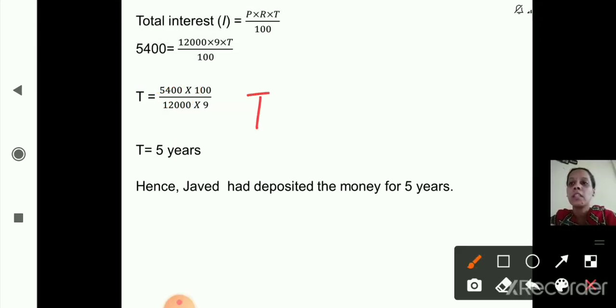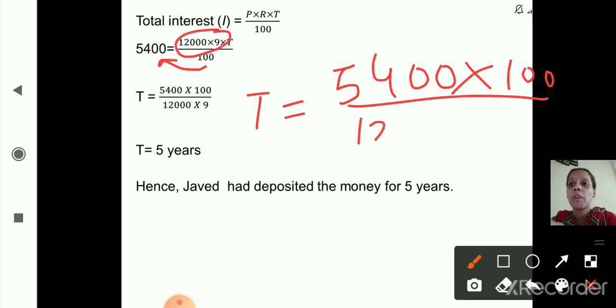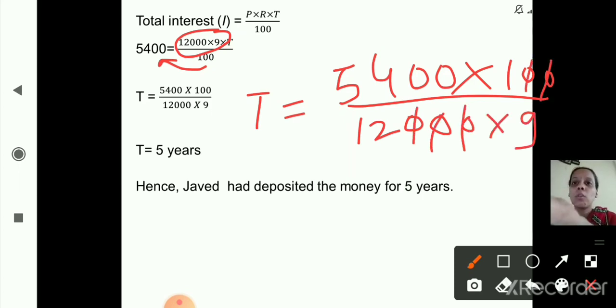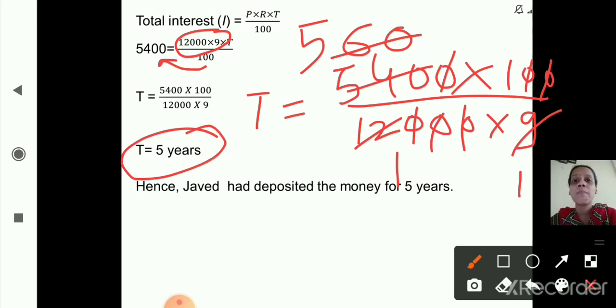See, T is equal to 5,400 multiplied by this 100, which goes in the numerator, upon 12,000 multiplied by 9, which goes in the denominator. Now the 1, 2, 3 zeros will get cancelled. 9 ones are 9, 9 sixes are 54, and this 0. Now 60 upon 12: 12 ones are 12, 12 fives are 60. So what did we get? T is equal to 5 years, right? So what is the final statement? Hence Javed had deposited the money for 5 years. Okay, so 5 years is the answer, that is the time period T.